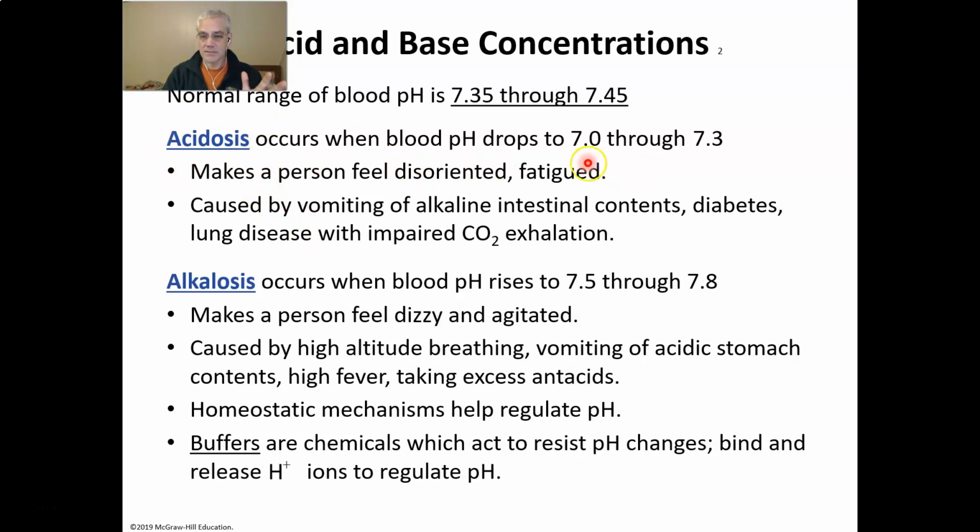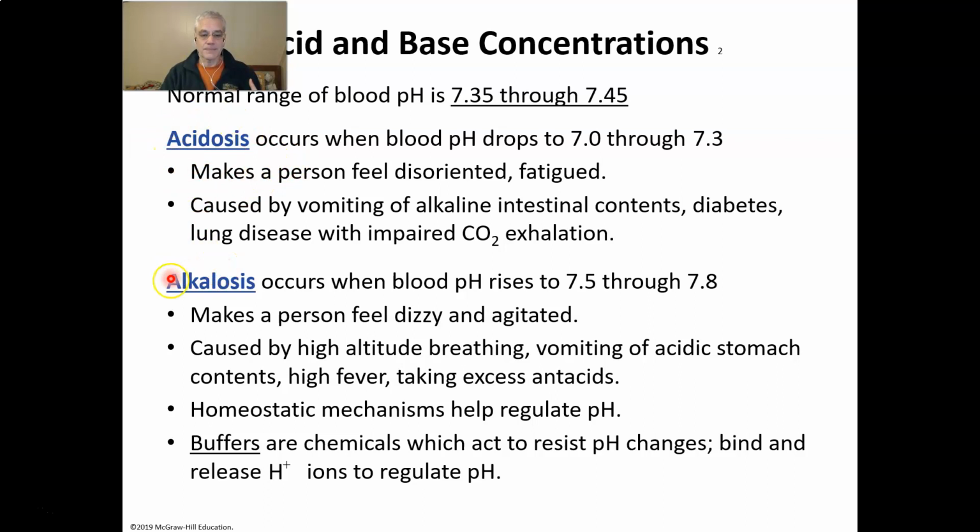Blood pH drops to 7.0 to 7.3. Great. So what? You have acid blood. Big deal. Here are the subjective things that happen. This person will feel disoriented. They'll feel fatigued. They'll feel tired. One of the causes is vomiting of the alkaline intestinal contents, or diabetes, or a lung disease with impaired CO2 exhalation. If you can't get rid of the CO2 that you are accumulating, you will become acidotic.